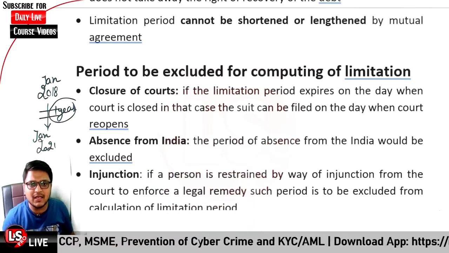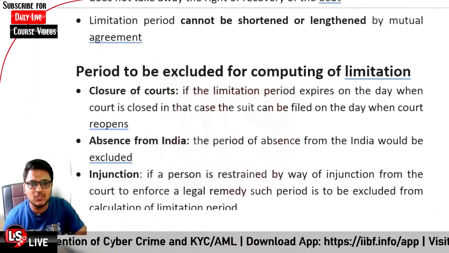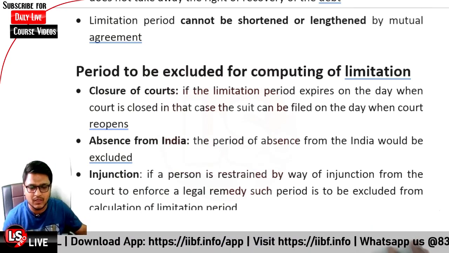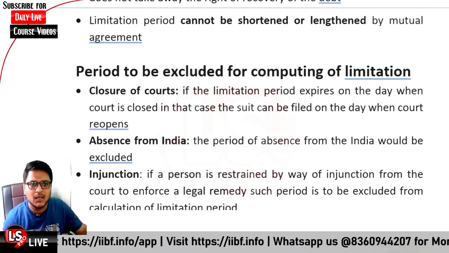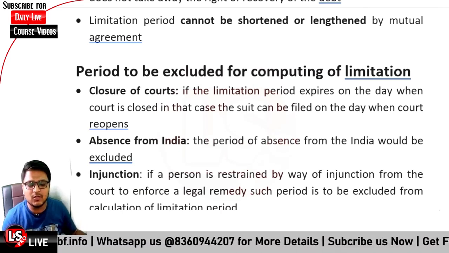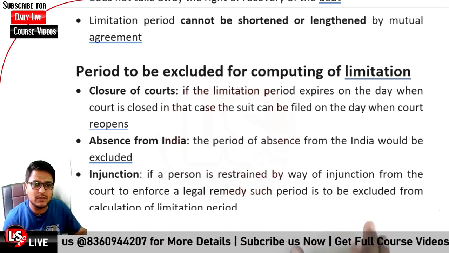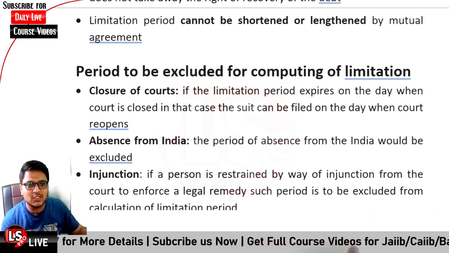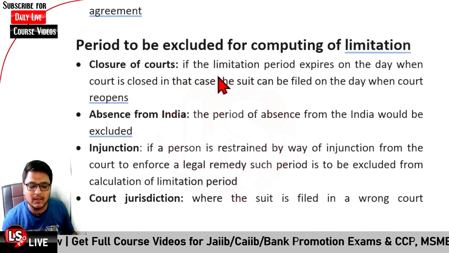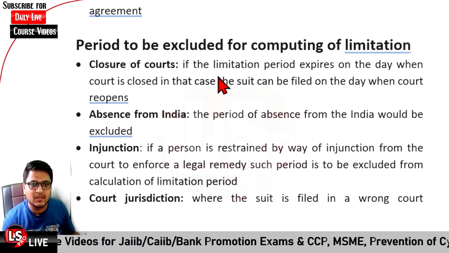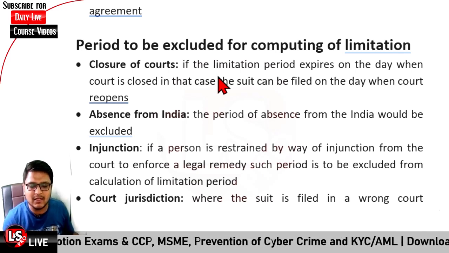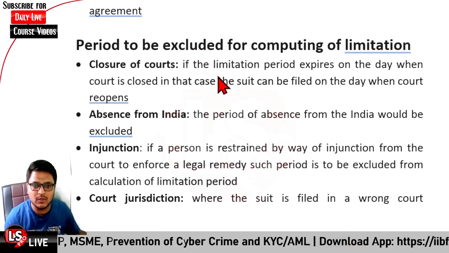Okay, then it is regarding injunction. That says if a person is restrained by way of injunction from the court, if there is an order, if there is an injunction from the court that a person is restrained to enforce a legal remedy against, that no legal remedy can be taken against such person for some specific period, so such specific period is to be excluded from calculation of the limitation period. Okay, if a court has made some order that person is restrained by way of injunction to enforce a legal remedy against him, in that case such particular period is to be excluded.